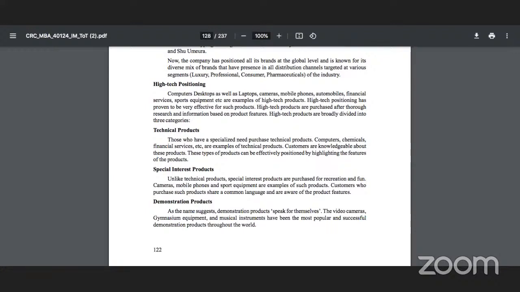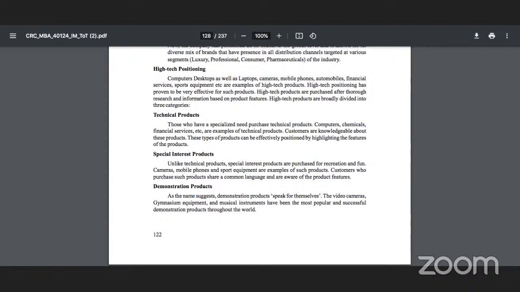So when we talk in terms of high-tech positioning, we are talking of products like laptops, cameras, mobile phones. We also talk in terms of automobiles, which are very high-tech in terms of their product features today. Today we talk of car manufacturers who talk of being Wi-Fi savvy or having Wi-Fi or internet inside kind of features. Then the technical products, which we particularly see in automated automobiles, for example, where they talk in terms of the comfort and luxury of driving, a product which is very, very technically savvy.